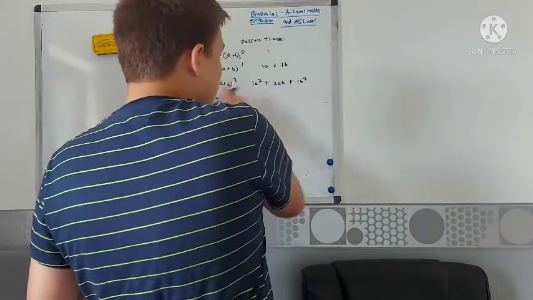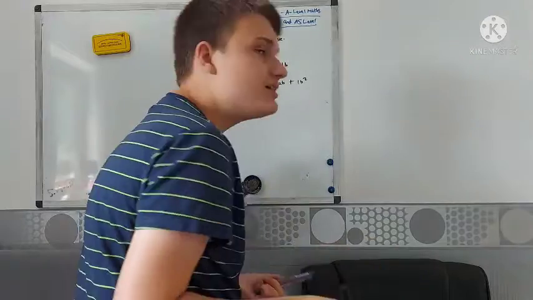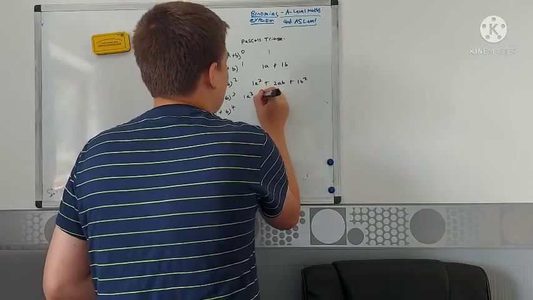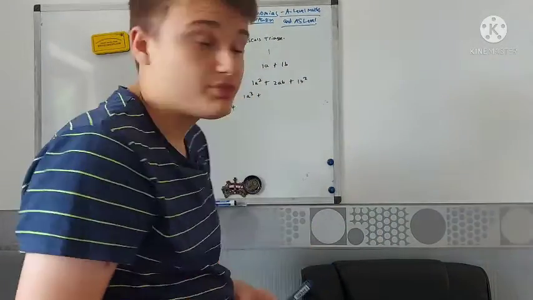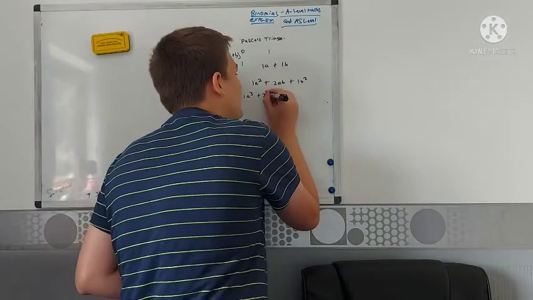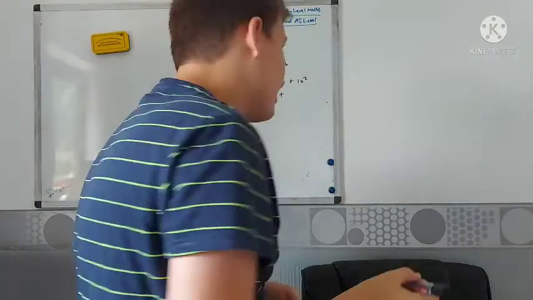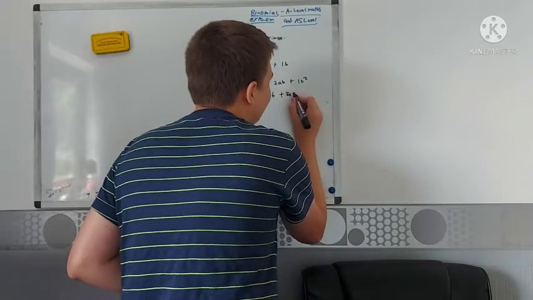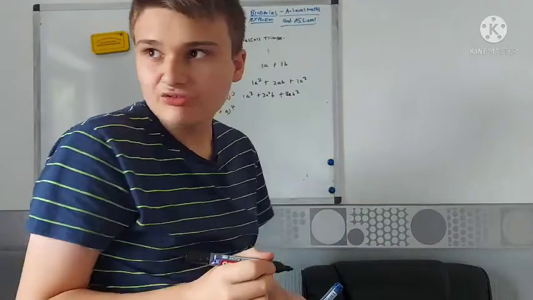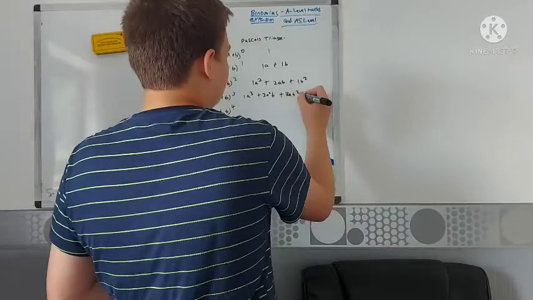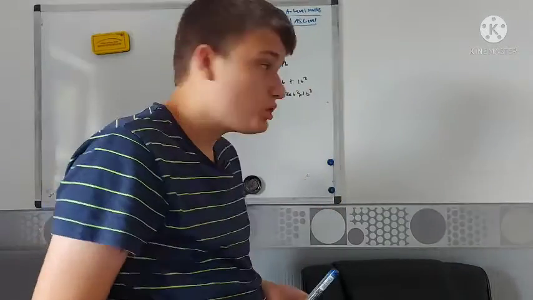(a plus b) cubed is that times another (a plus b). So I've got 1a cubed. What comes next? 3a squared b. What's next? 3ab squared, yeah. And the last one, 1b cubed. So we should have got those.